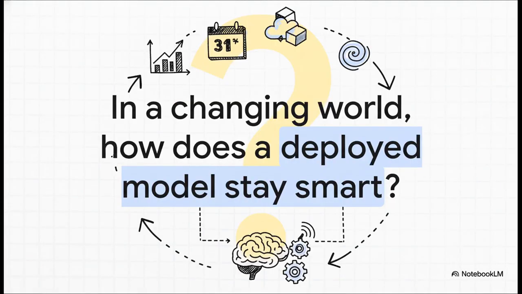And that brings us to the end, but it leaves us with a really fascinating final question to chew on. The model is built, it's out there in the world, doing its thing. But the world is always changing, right? New data comes in, trends shift. So how does a model, once it's built, continue to stay smart and relevant?